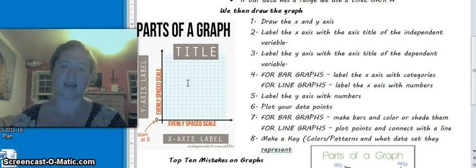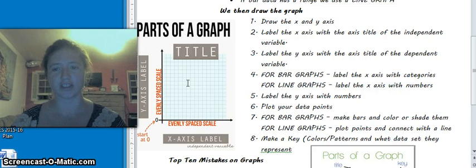Finally, you want to make a key. Whatever colors or patterns you're doing for each data set, they need to have a key so that someone looking at the graph knows which ones are which.